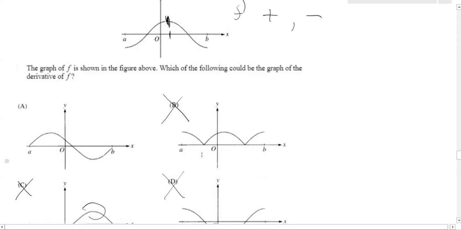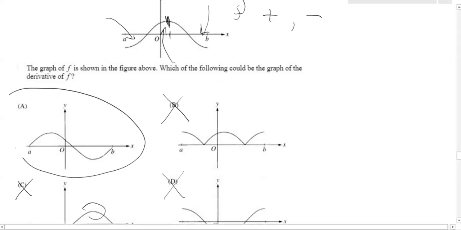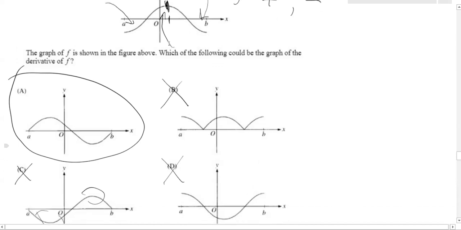If you look here, though, the original function has concavity and it changes. It's concave up right here, then it's concave down, and then it's concave up again, which means that the first derivative is going to be increasing, then decreasing, then increasing. So it's choice A. The derivative goes positive, negative, and follows the pattern of concavity that you can get from the original function.